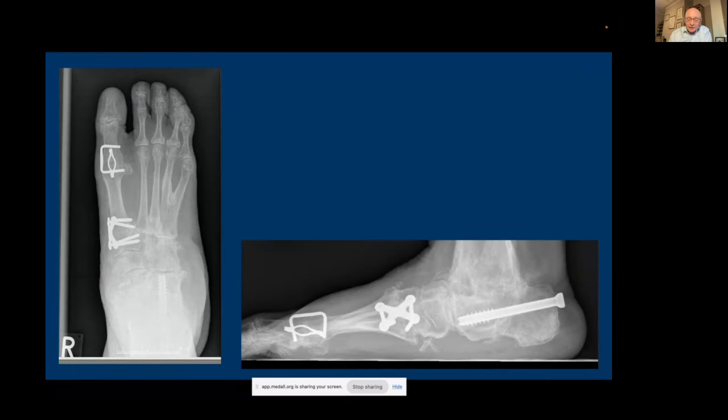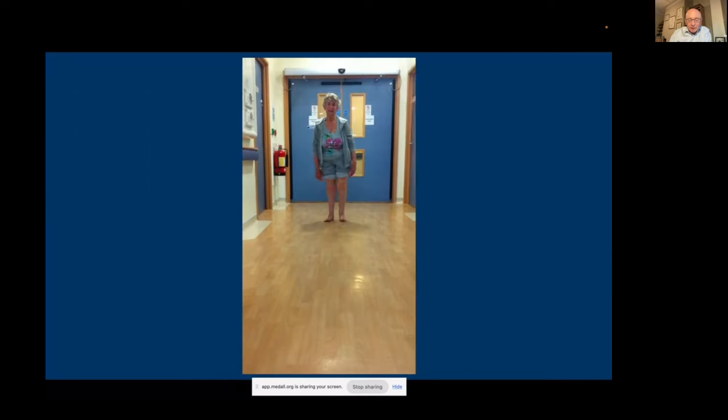Don't worry about the form of fixation. I use different things now, but it doesn't matter: plates, staples, screws, as long as you get the deformity right and get the bone surfaces together. So nice bony correction. The midfoot fused really well, big bony surface area.